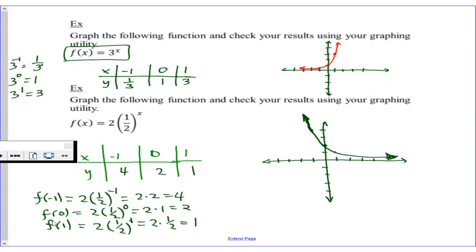So at negative 1, it's 4. So you go to negative 1, let me put a different color. At negative 1, it is 4. At 0, it is 2 here. At 1, it is 1. That's why we have this graph.